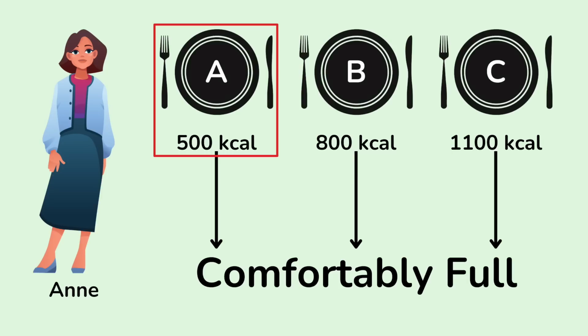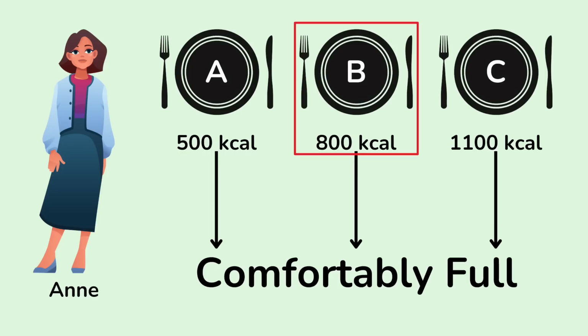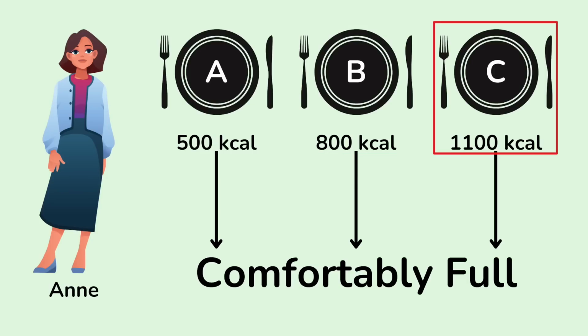And let's say I conducted a research study and served each of these to Anne on different days in random order. Each time I would ask her to eat until she was comfortably full. Now, what is interesting is that she wouldn't necessarily eat exactly 600 kilocalories of each meal. The data that I'm going to share with you later in this video suggests that she may eat 500 kilocalories of lunch A, 800 kilocalories of lunch B, and 1100 kilocalories of lunch C. So she'd eat more than twice as many calories if she were served lunch C compared to lunch A, even though she ate to satiety each time.